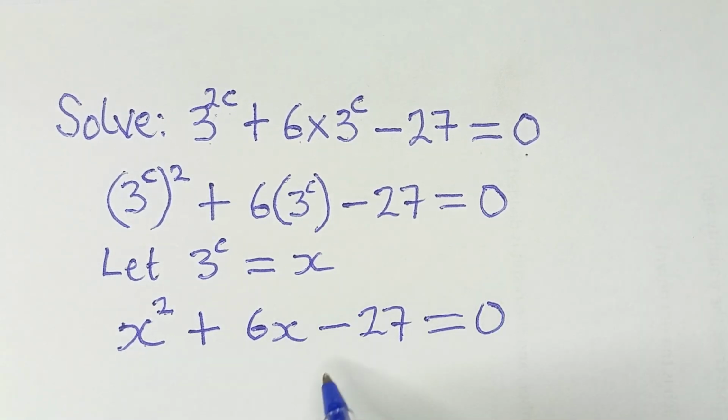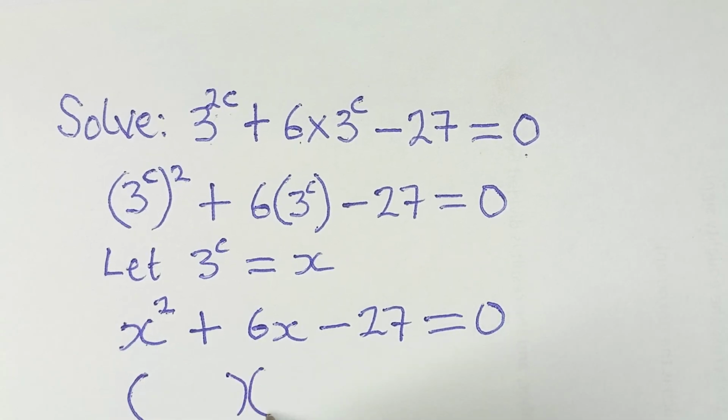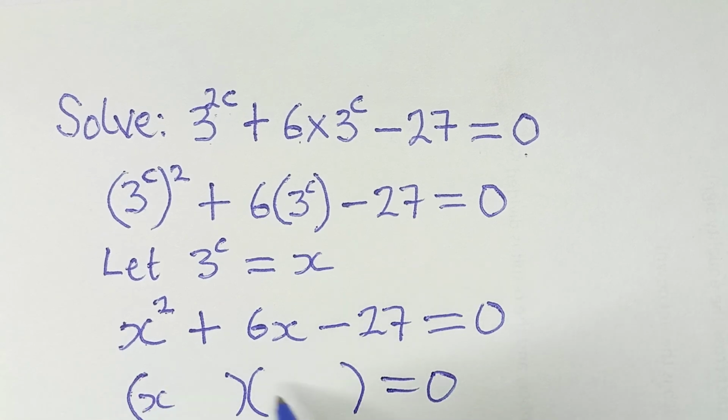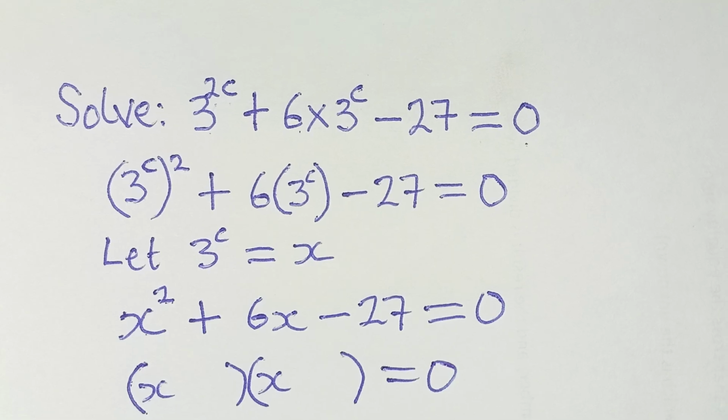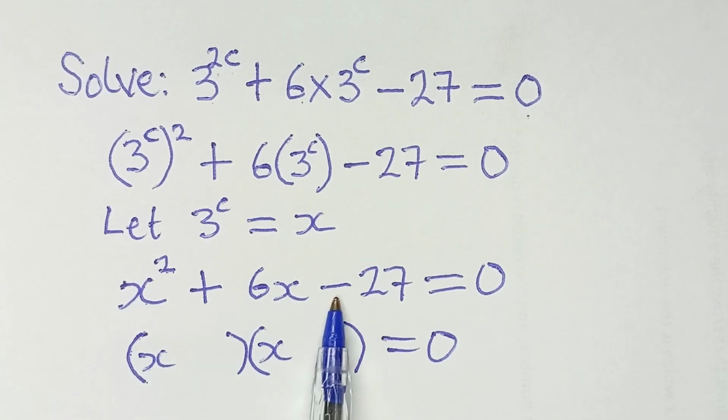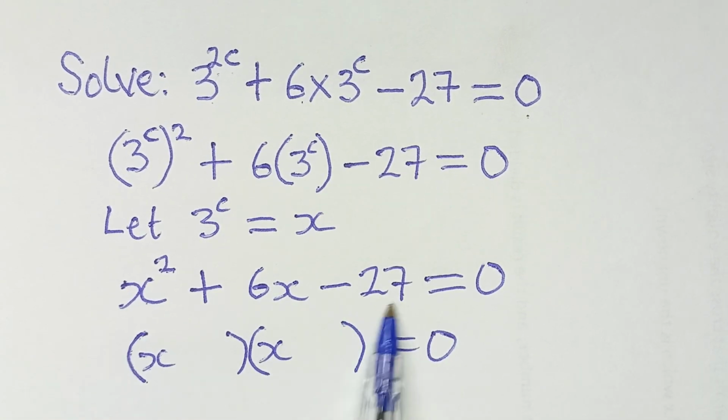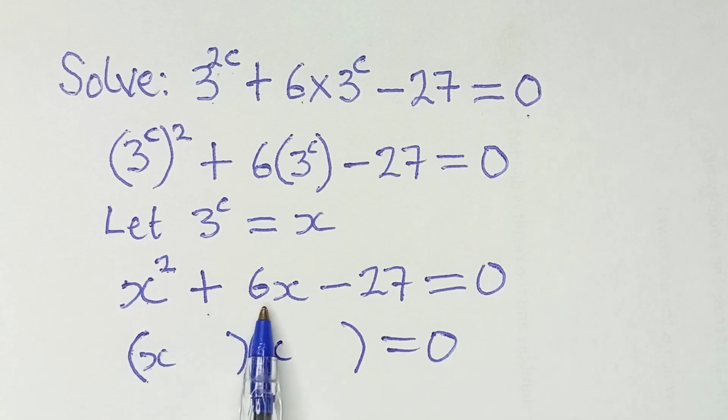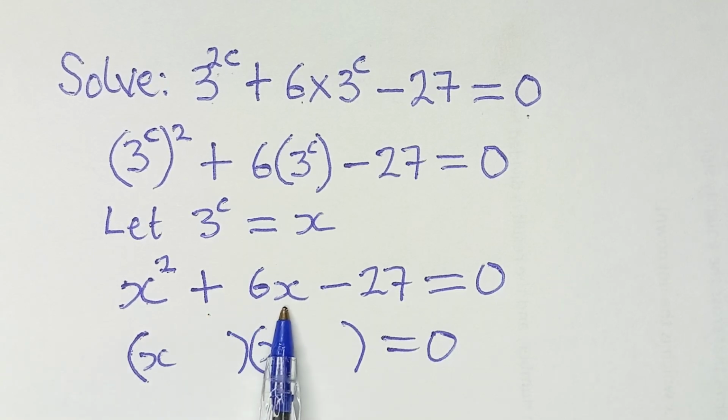So if we simplify this further, that is by solving the quadratic equation, since the coefficient of x squared here is 1, a very short method of doing this is to open up brackets like this, equate it to 0, put x in this first bracket and also x here. And then you look for two numbers such that when you multiply them, they give you negative 27, and when you add them, they give you positive 6x, or positive 6. You can ignore the x.